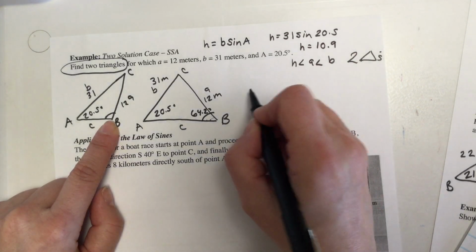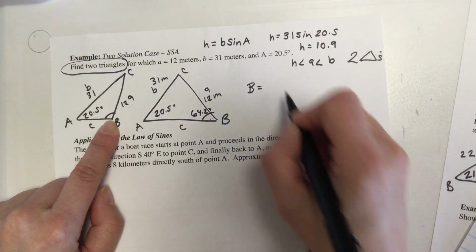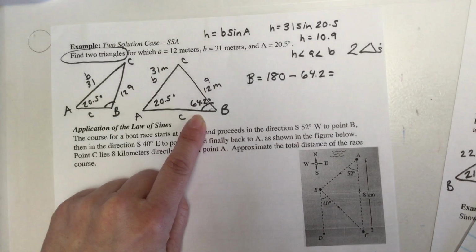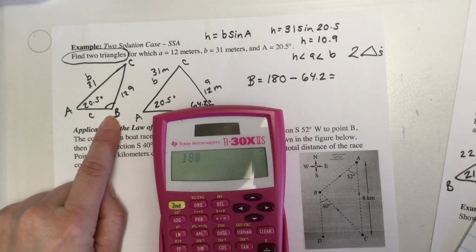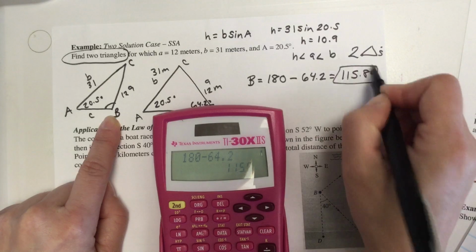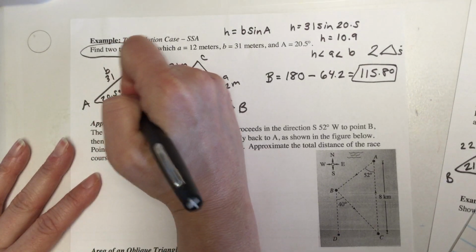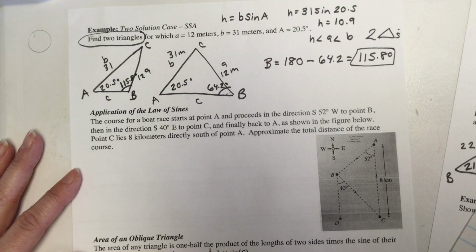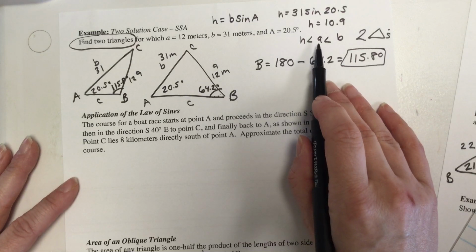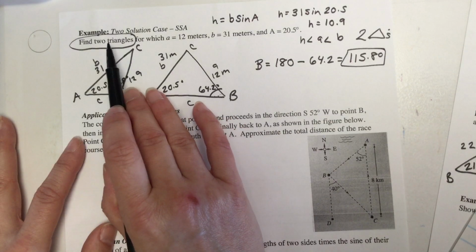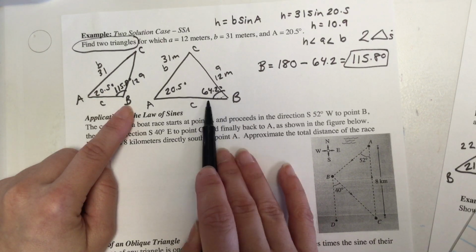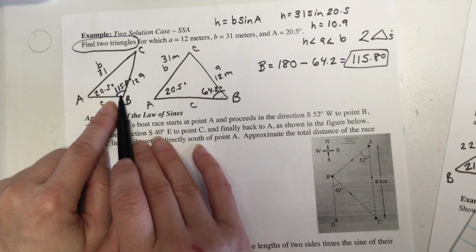The way that you figure out the obtuse angle, the measurement of angle B, is 180 minus the acute angle. That tells you what the other possible value is. So 180 minus 64.2 is 115.8. So those are your two possible measurements for angle B. Again, because H was the smallest, A was the middle, and B was the largest, that's why it has two triangles. Your two triangles differ in one main area: B can be acute or B can be obtuse.